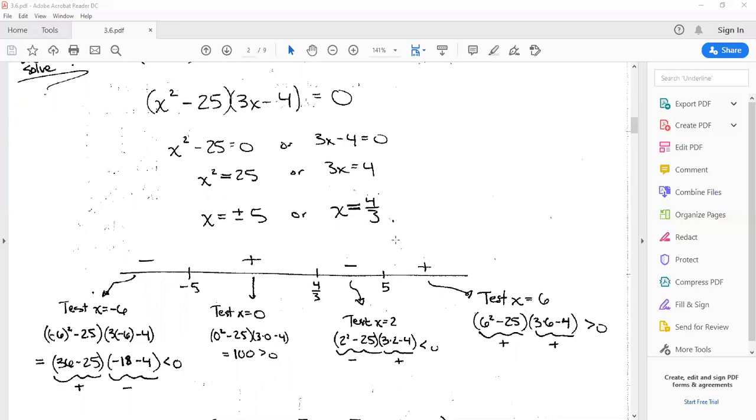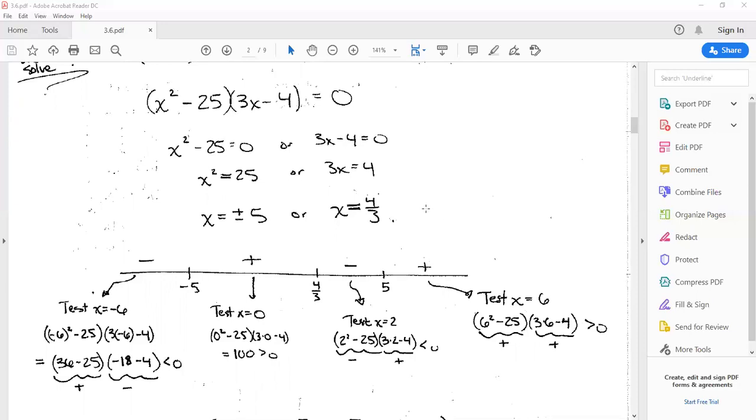OK, and now last but not least, we have the interval from 5 to infinity. My favorite x value in between there is x equals 6. We can evaluate that: 6 squared minus 25 times 3 times 6 minus 4 is a product of two positive numbers and is therefore positive. It follows that the polynomial is positive all throughout this interval from 5 to infinity.